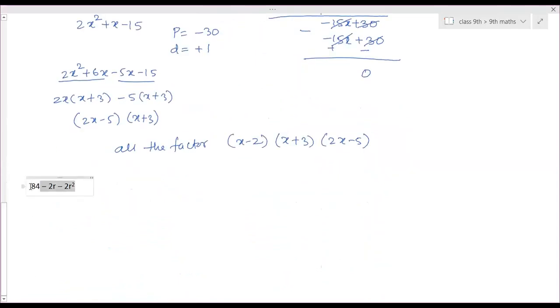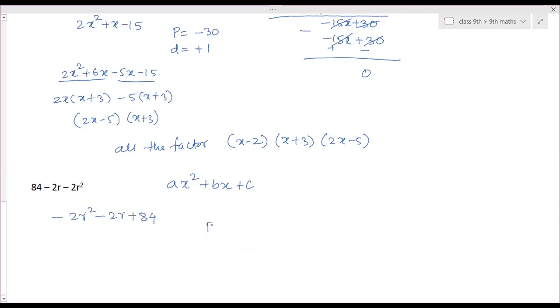So you have to factorize it. Here first write it in a proper order, because we always have to write before factorization. We have to always write in the form of ax square plus bx plus c. So this is not in that order. So first you have to write that in a proper order. So it will become minus 2r square minus 2r plus 84.